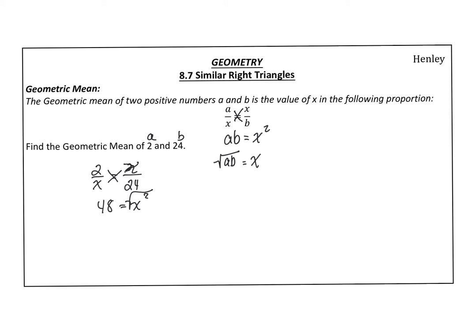Find the square root. These cancel, leaving x equals the square root of 48, or we can simplify this and say the square root of 16 multiplied by the square root of 3. The square root of 16 is 4. 4 times the square root of 3 equals x.